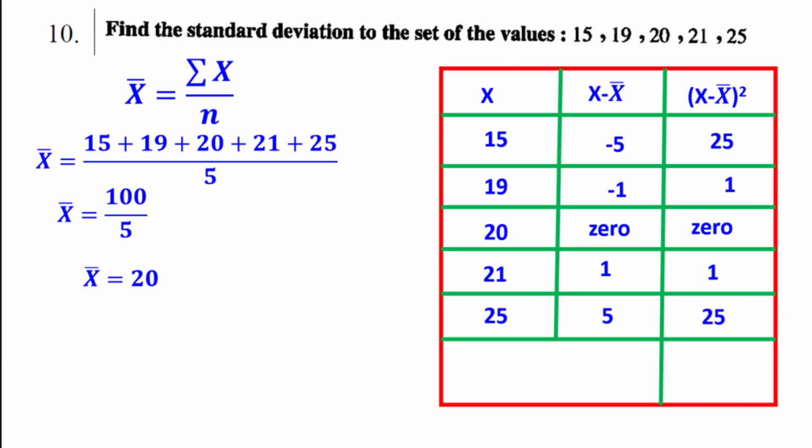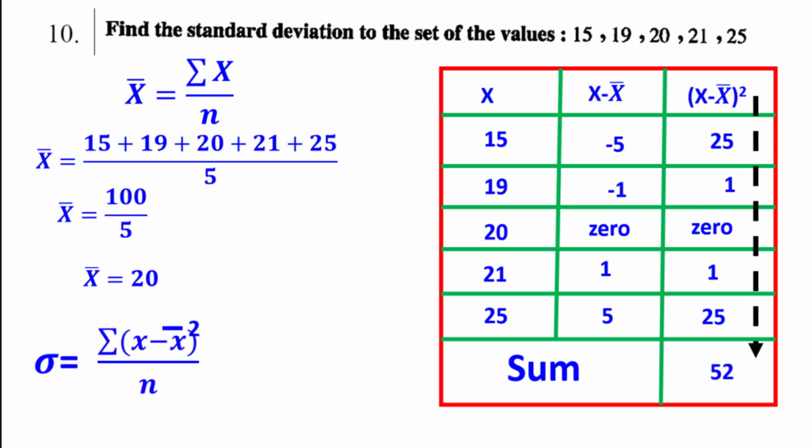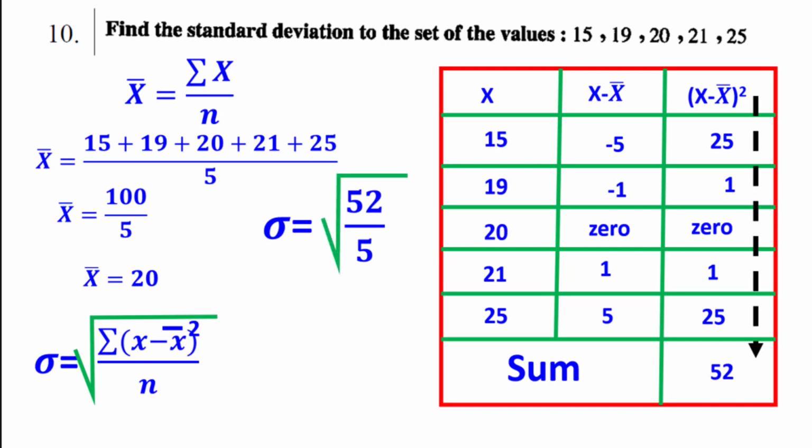By squaring equals 25. Now find the sum of x minus x bar all squared. 25 plus 1 plus 0 plus 1 plus 25 equals what, guys? Yes, equals 52. To find the sigma, it is the summation of x minus x bar all squared divided by 5, and don't forget to take the square root. Equals what? Equals the square root of 52 divided by 5. By taking the square root, it will be, guys, approximately 3.225.